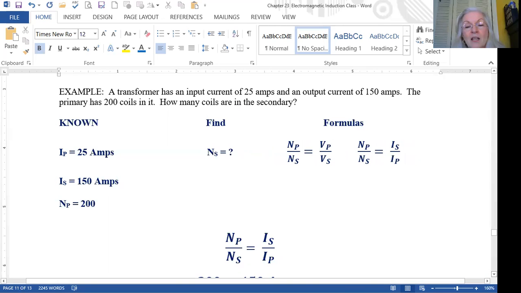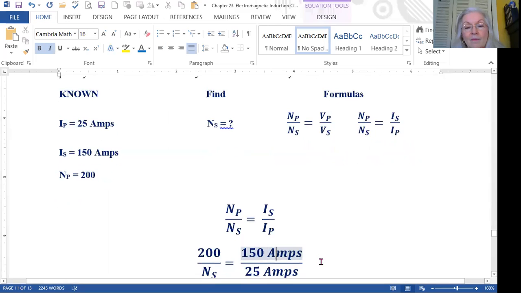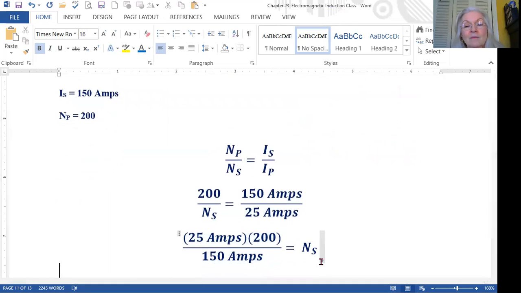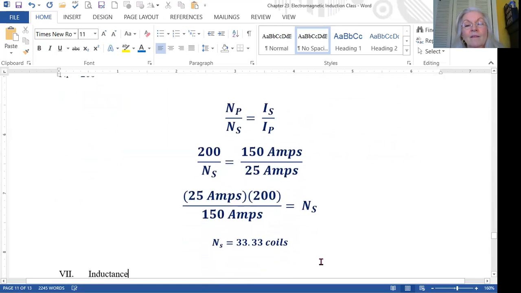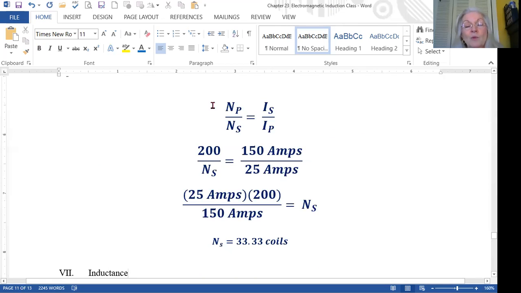So we pick the equation that has current in it. That would be our second equation. And plug in. Number of coils in the primary divided by number of coils in the secondary is equal to the current in the secondary over the current in the primary. So 200 divided by the number of coils in the secondary would be 150 amps over 25 amps.